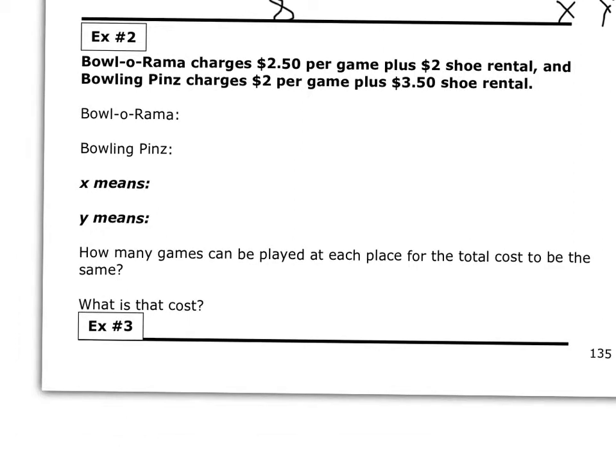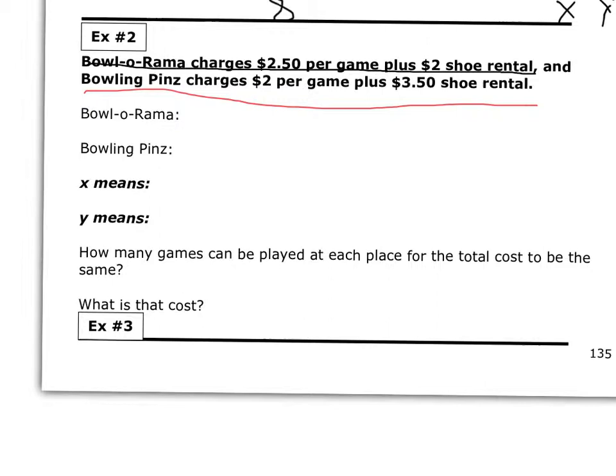Let's look at a different example now. It says Bolorama charges $2.50 per game plus $2 shoe rental. So we know Bolorama charges $2.50 per game plus $2 shoe rental. And Bowling Pins charges $2 per game plus $3.50 for shoe rental. Okay, so let's go ahead and write an equation for both.